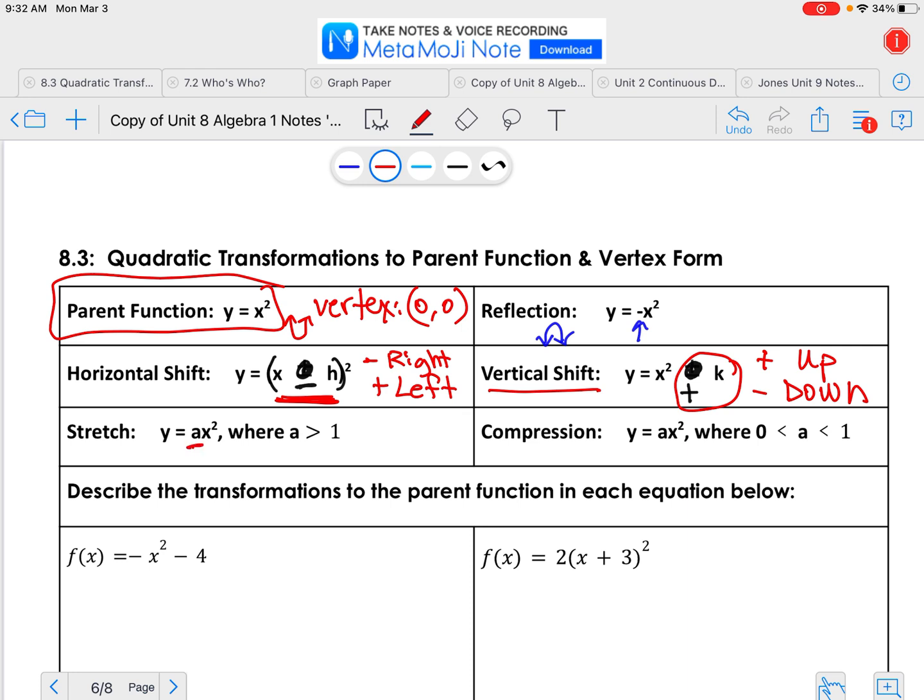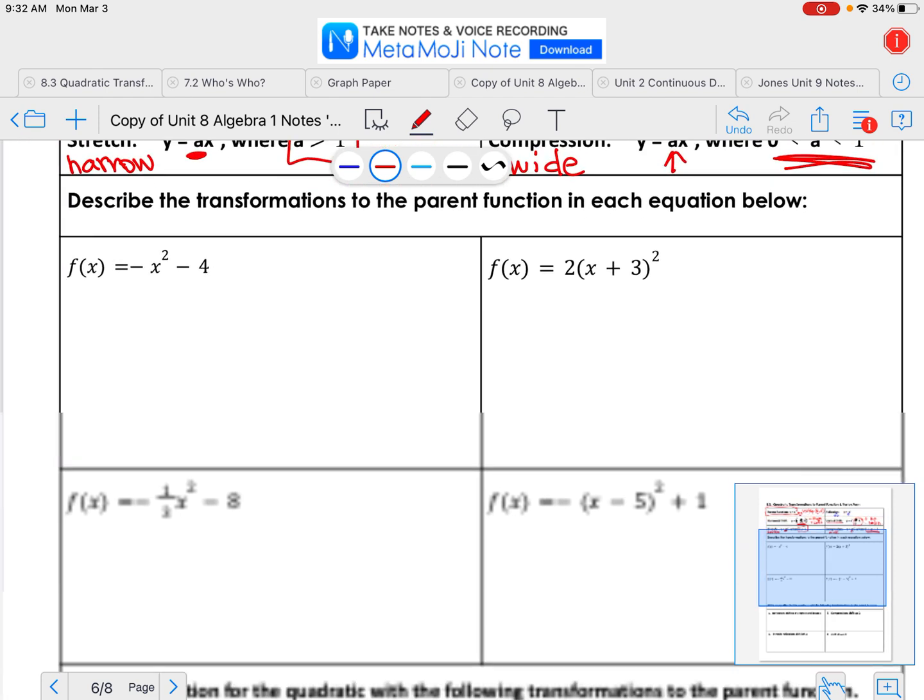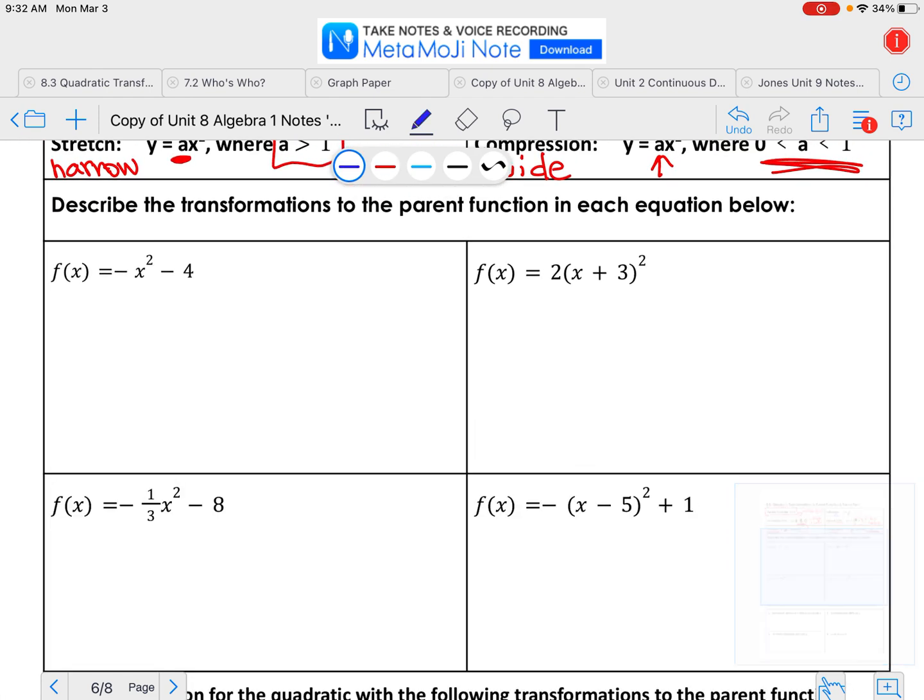So a stretch, you're going to have a number in front of parentheses where a is greater than 1. The number's bigger than 1. Stretch means it makes it narrow. And then a compression means it makes it wider. And the number in front of that will be between 0 and 1, which is a fraction. So let's look at these equations and see what transformations there were.